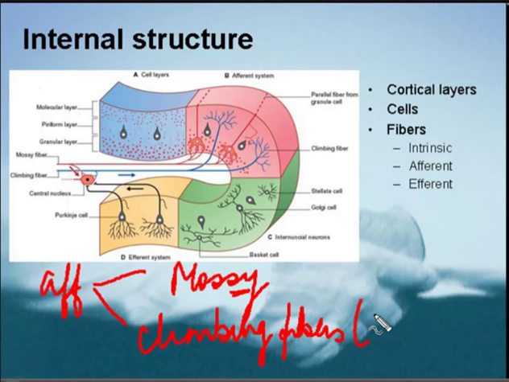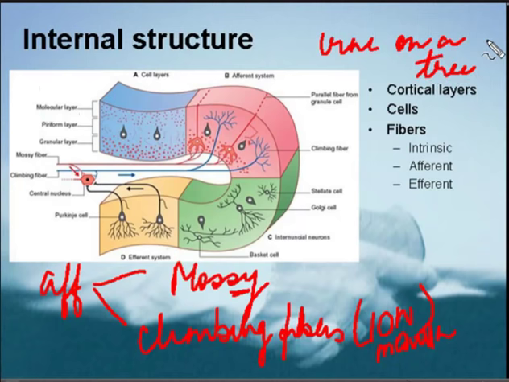The olive, remember, was named because of this inferior olivary nucleus. So these are known as climbing fibers, and the reason they're called this is because as they ascend, as they go up through the layers of the cortex, they look like a vine on a tree. So it looks like it's climbing a tree, so that's why they are called climbing fibers. And these climbing fibers come and synapse directly on the Purkinje cells.